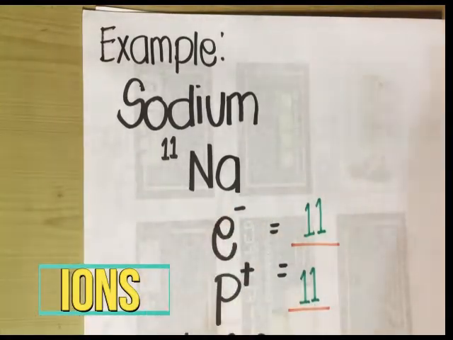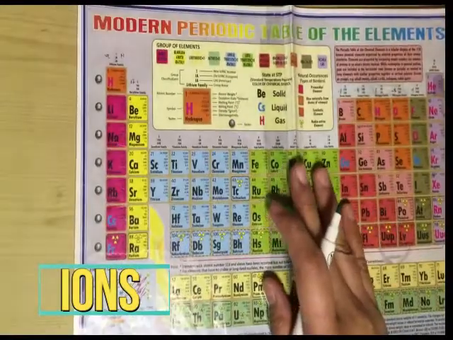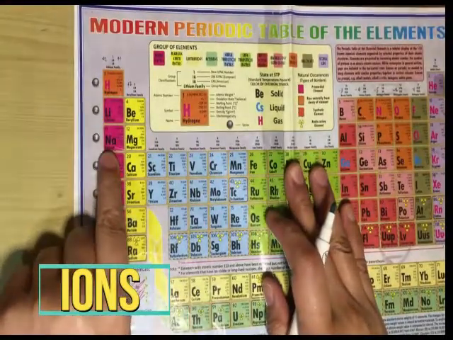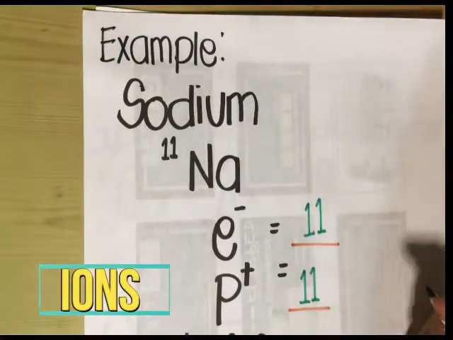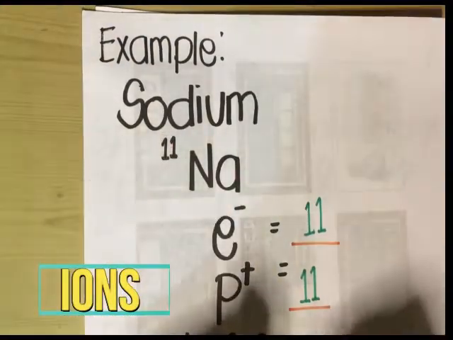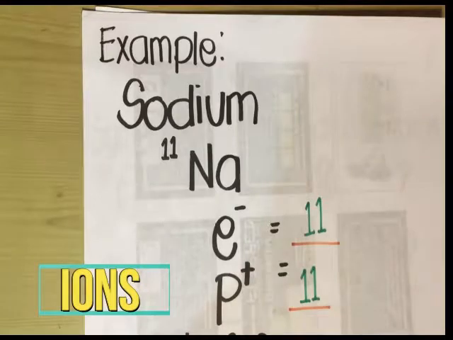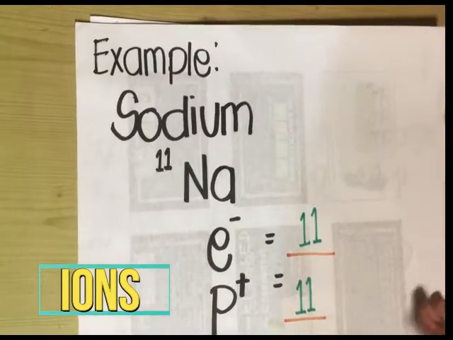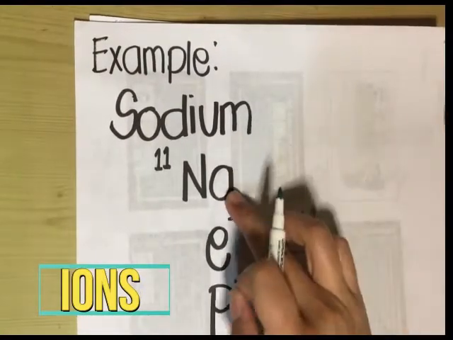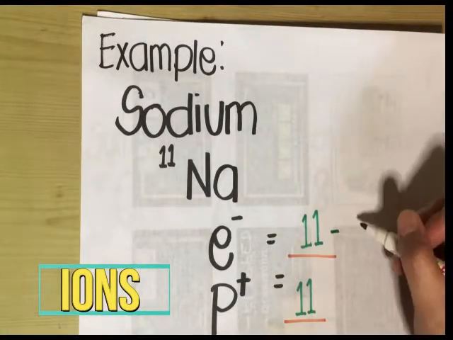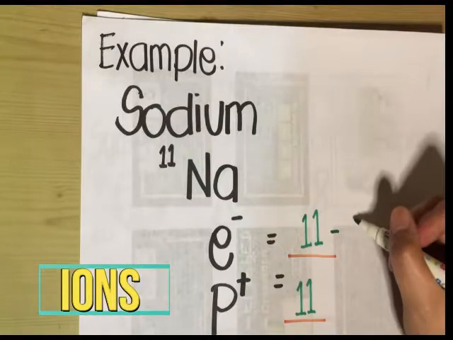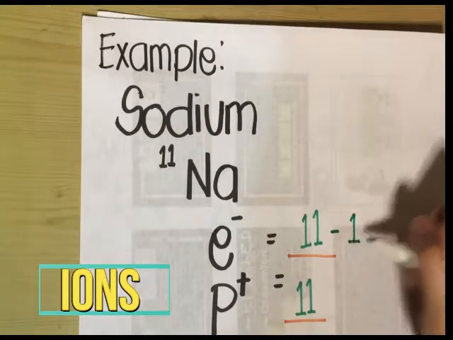So, let's check the periodic table to see if it is metal or non-metal. Since sodium is on the left side, it is considered a metal. So, it is a metal. What do metals do? Do they give or do they lose electron? Usually, they give electron. They donate electron. For example, sodium donated one electron to another element, for example, a non-metal. That means it lost one electron.